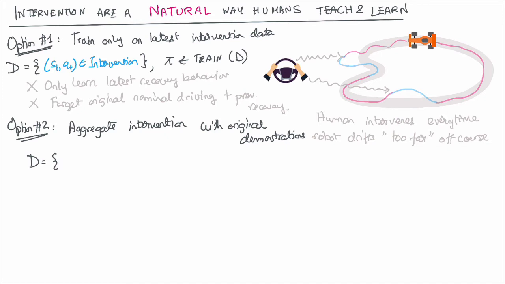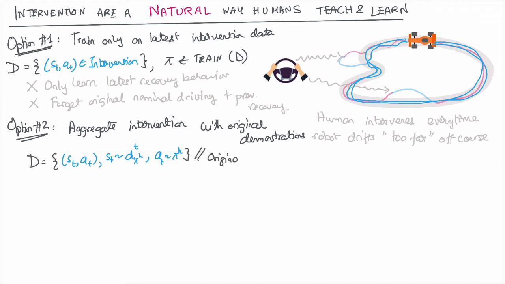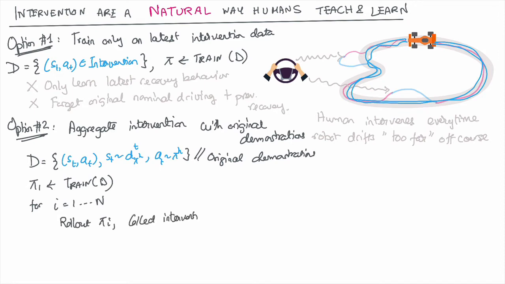Interventions are a very natural way that humans teach and learn: actions executed by the human. You train the first policy on this data, and you proceed iteratively, where at every iteration you roll out the learner and collect intervention data, which is a sequence of state action pairs.